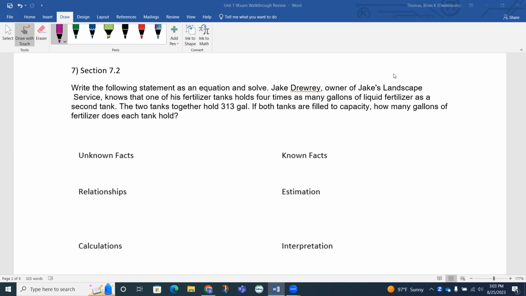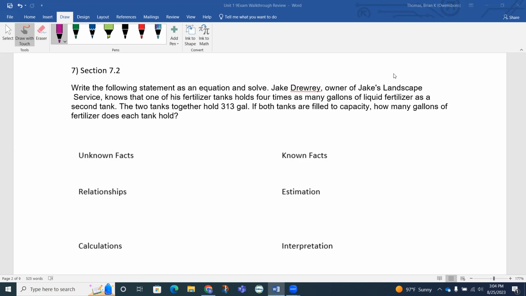So in technical algebra, we do want to look at applications. So let's look at a couple here in this part. These are going to be equations from 7.2. Write the following statement as an equation and solve.